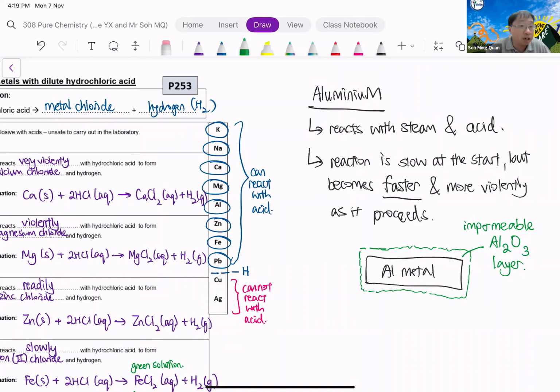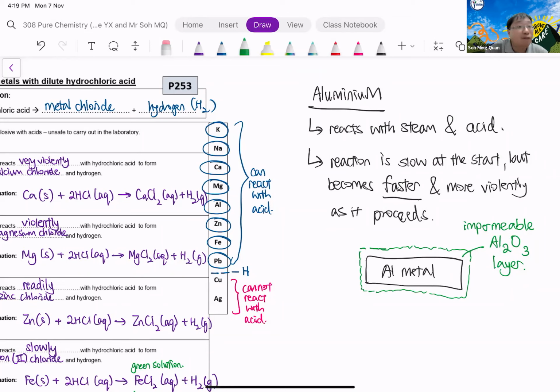So what happens is aluminium, usually when you throw into acid, the reaction will be very slow. You can't see it. The main reason is because the aluminium metal below cannot react with acids immediately, because in between the metal and the acid, there's this oxide layer.